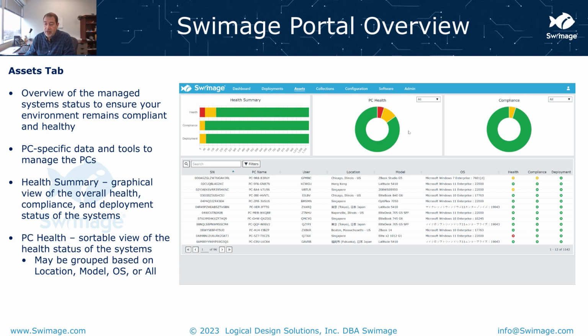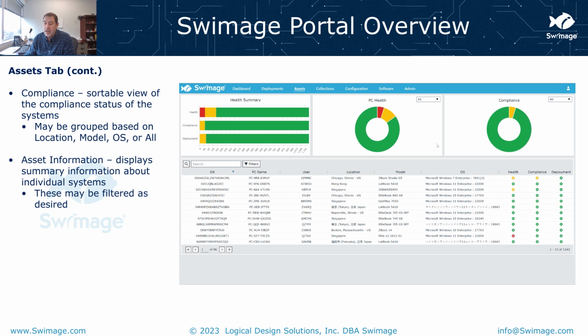Then there's the PC health graph, which is a sortable view of the health status of the systems, and the compliance graph, which is a sortable view of the compliance status of all your systems. Both of these can be grouped based on location, model, OS, or all categories. The key feature of this page is the asset information, which displays summary information of the individual systems. All of these may be filtered in different ways to get the information you need. Let's take a look.